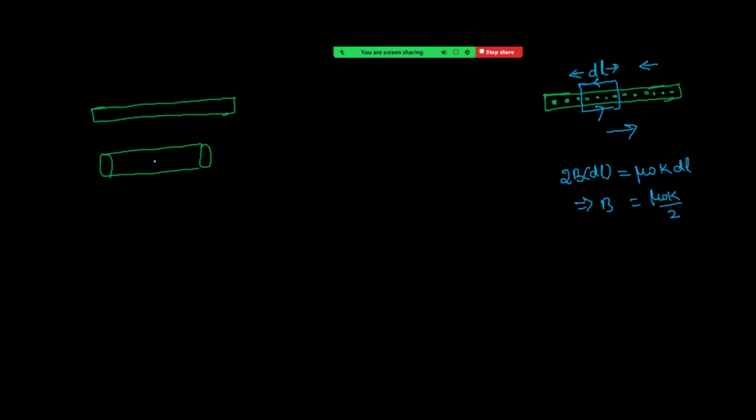Now because of this, the field is on the right side, and because of this the field must be on the left side. Both have the same modulus values. So I'm equating: mu naught K by 2 should be balanced by mu naught N i. From this we can write the current. Mu naught gets cancelled. See carefully, I equals K by 2n.